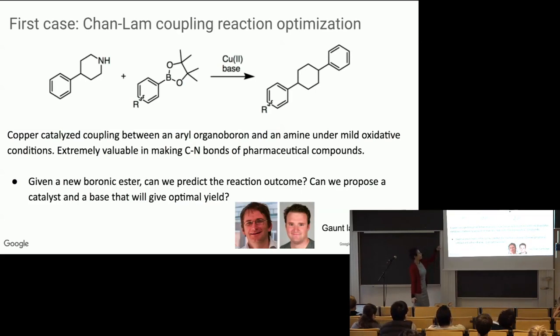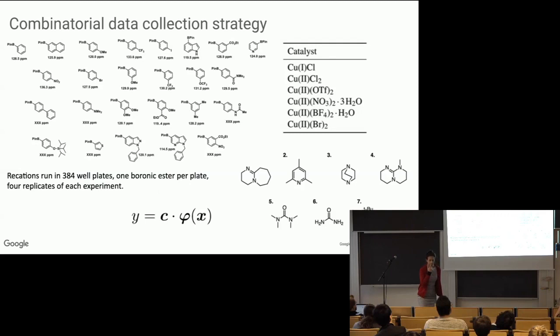This is sort of a combinatorial situation, right? There are many boronic esters, many catalysts, many bases. And in fact, there are also ligands that we can put into this reaction to try and make it better. And we'd like to be able to train a model that tells us how to run a particular reaction. And so when I say combinatorial, there are many options for each piece. In this case, we kept the amine the same, but we tried many boronic esters, 6 copper catalysts, and 7 bases.